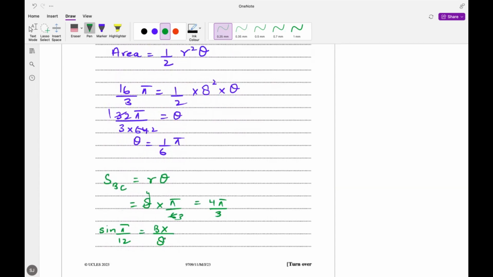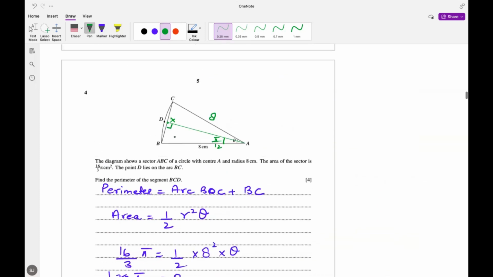So BX will be 8 into sine of π/12, and times 2, as X was the midpoint of BC. Multiplying this answer by 2 in the calculator, the length of BC will be 4.14. Now adding the two lengths, 4π/3 plus 4.14, we'll get a final answer of 8.33, which will be the perimeter of the segment BDC.